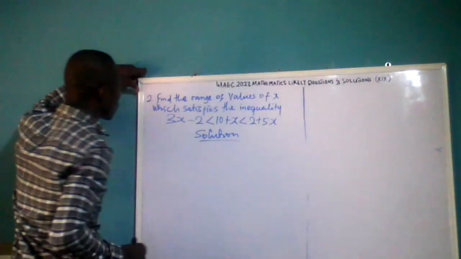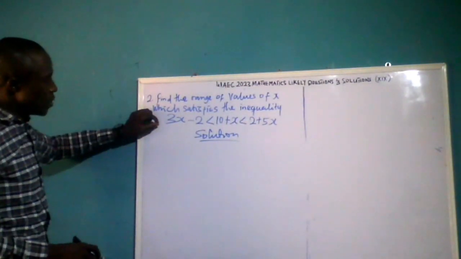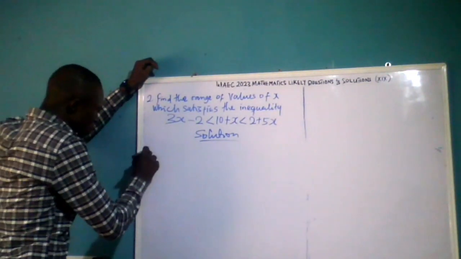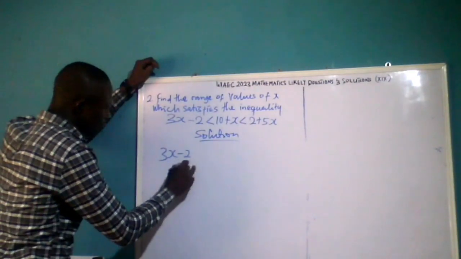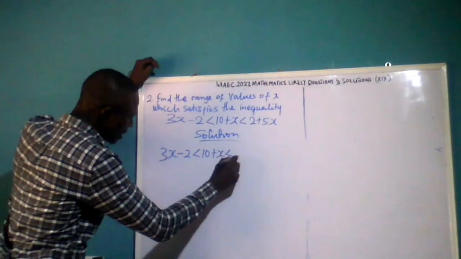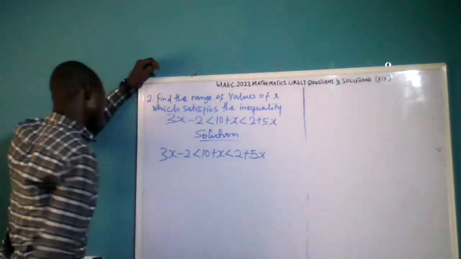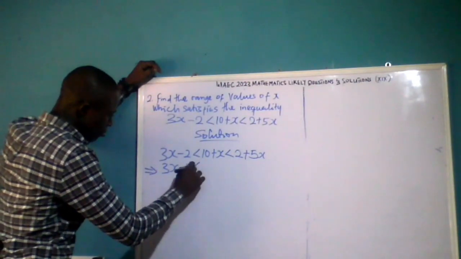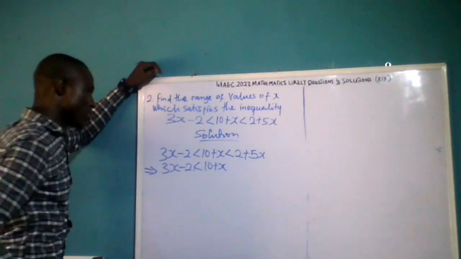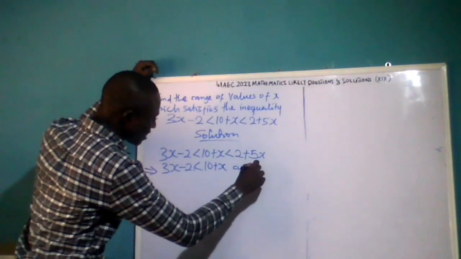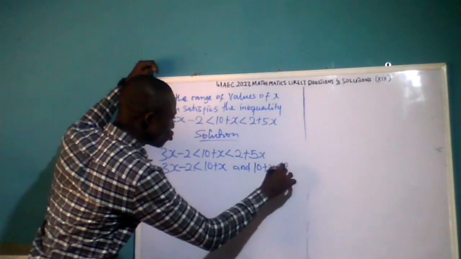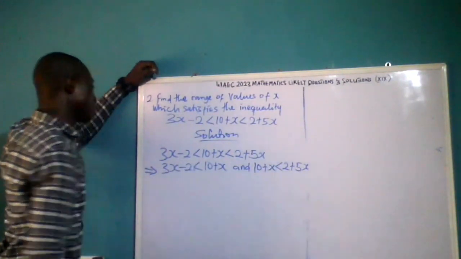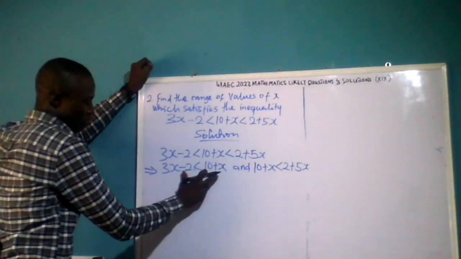Solution. So this inequality statement can be separated into two statements. Let me write it down. We have 3x minus 2 less than 10 plus x less than 2 plus 5x. This implies that 3x minus 2 less than 10 plus x, and 10 plus x less than 2 plus 5x. Take note, this less than this and this less than this is what I've just done, so that we can solve the inequalities separately.